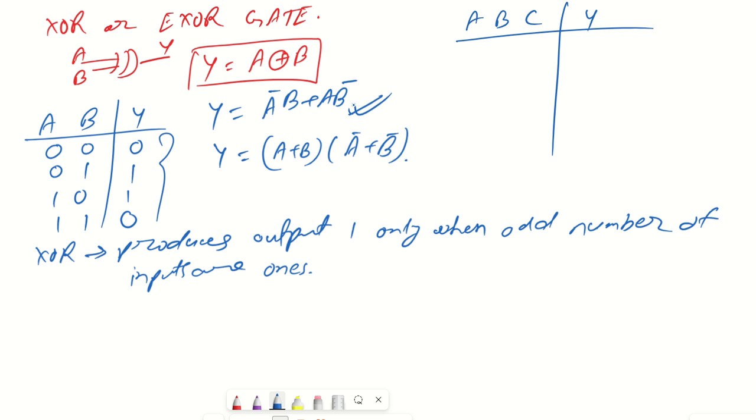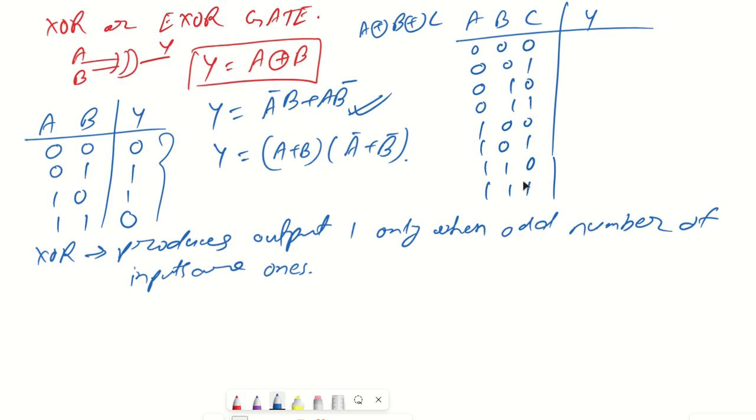for the XOR gate? So basically, if I want to do a XOR b XOR c, let us say we have, what are the different options of the input? So we have 000, 001, 010, 011, then we have 100, 101, 110, 111. I told you, if the number of ones in the inputs is odd, the output will be 1. So just keep that in mind and you can quickly write it down.